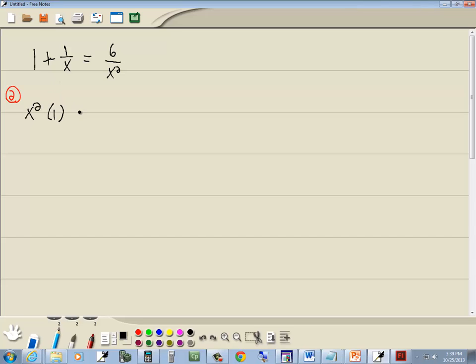So we'll multiply the 1 by x squared. We'll multiply the 1 over x by x squared. And we'll multiply the 6 over x squared by x squared. The x squareds cancel here. Here we've got x squared and x. That x goes away, and then here we're left with a single x. x squared times 1 is x squared. x times 1 is x, equals 6.